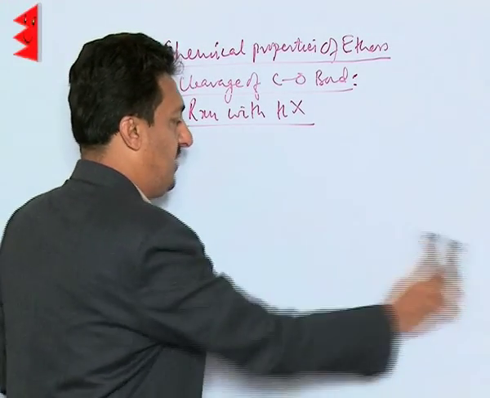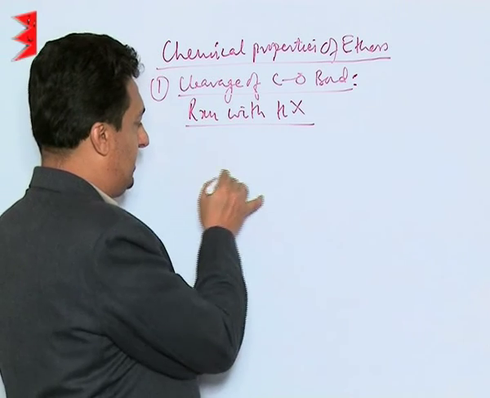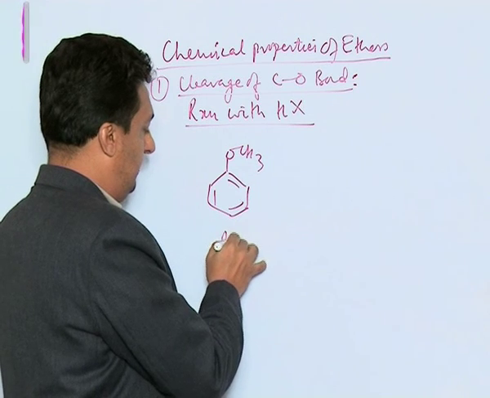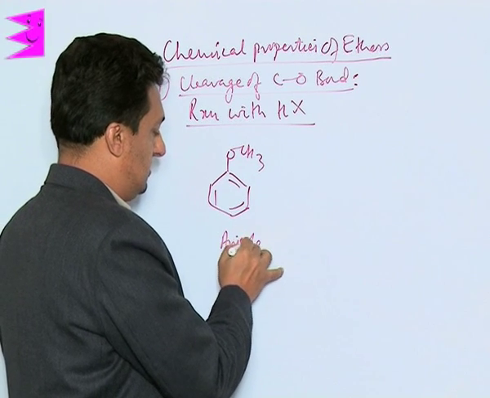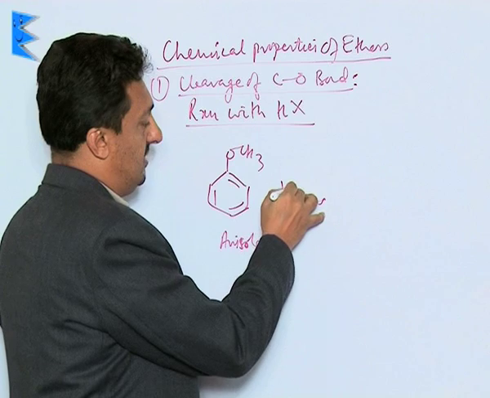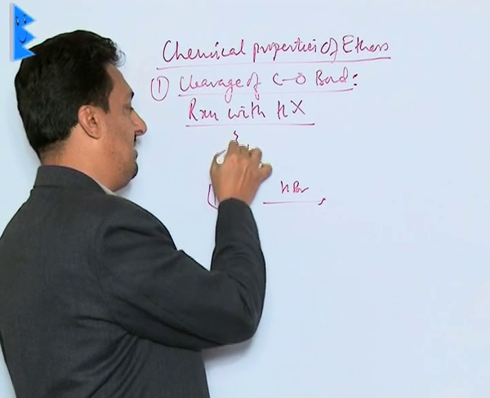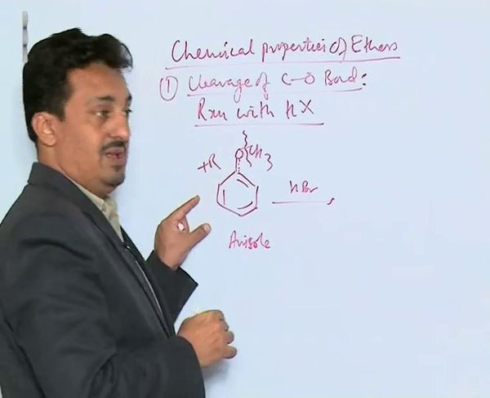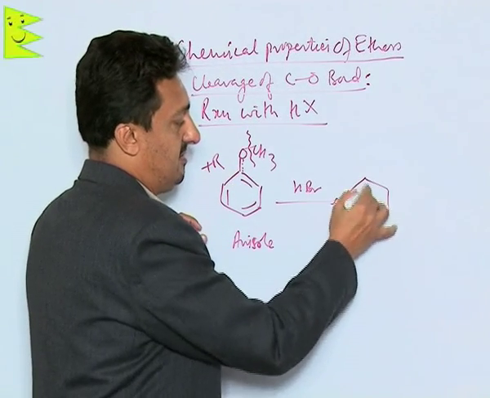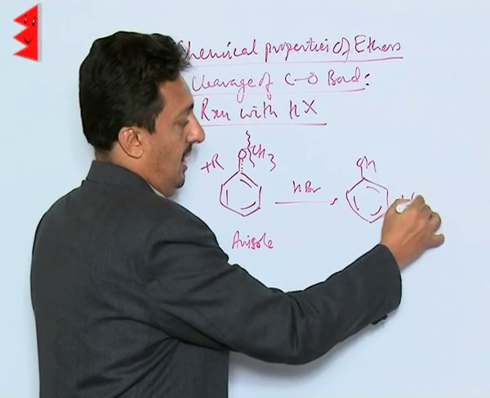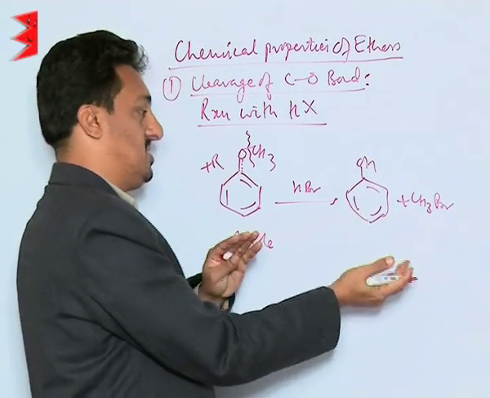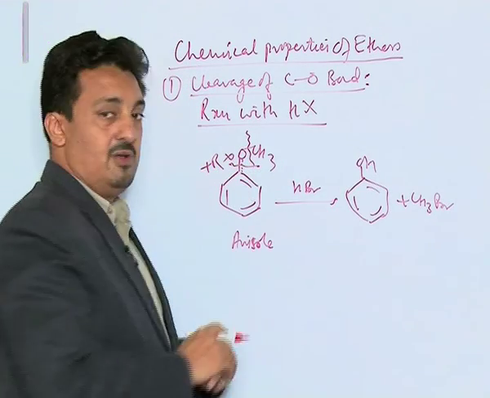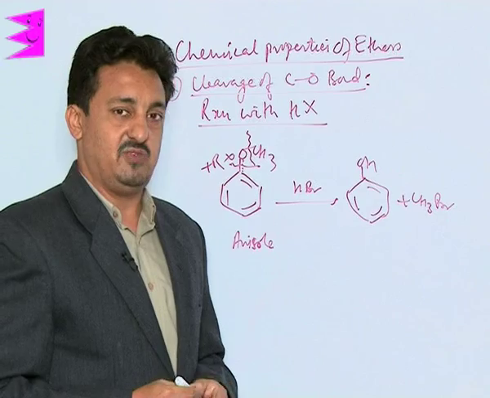Now let us see what happens in case of aromatic ethers. In case of anisole, when reacted with HBr, we can easily imagine, since this O will have a partial double bond character due to plus R, we always get phenol and methyl bromide. The reaction never goes the other way around, because we cannot break this C-O bond because of the partial double bond character due to the plus R effect.